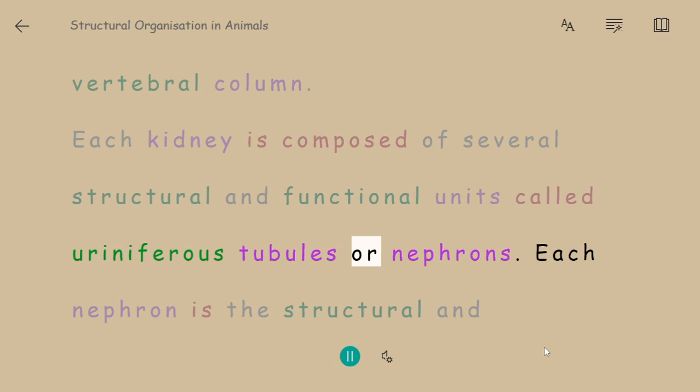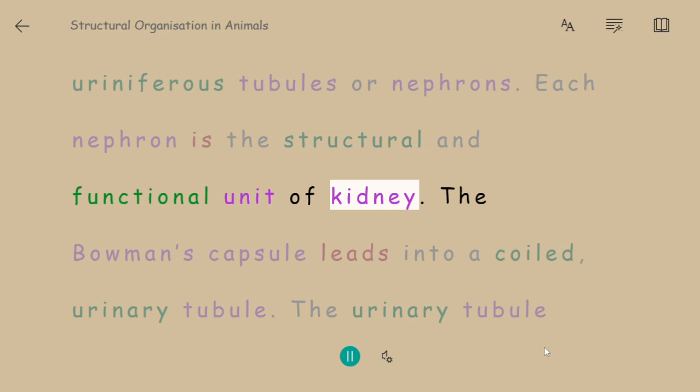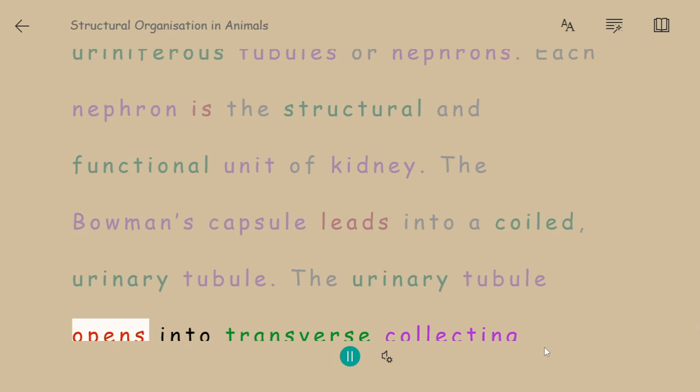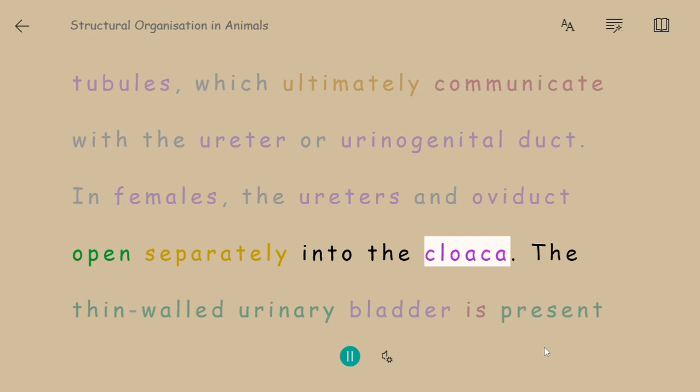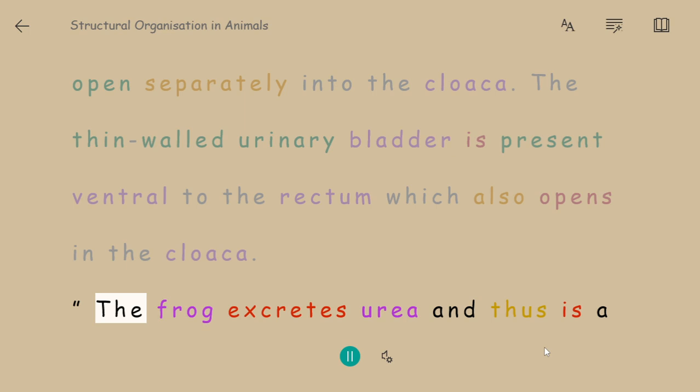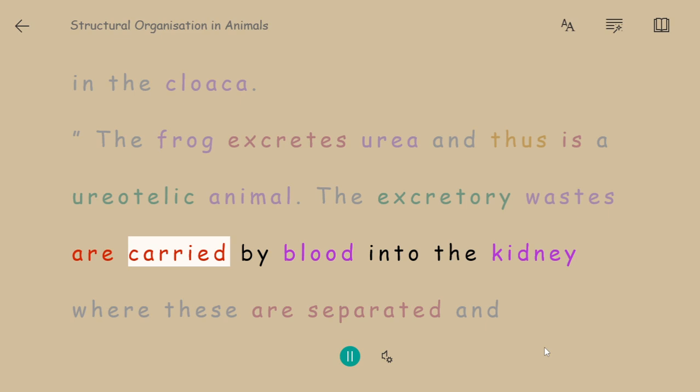Each nephron is the structural and functional unit of the kidney. The Bowman's capsule leads into a coiled urinary tubule. The urinary tubule opens into transverse collecting tubules, which ultimately communicate with the ureter or urinogenital duct. In females, the ureters and oviduct open separately into the cloaca. The thin-walled urinary bladder is present ventral to the rectum, which also opens in the cloaca. The frog excretes urea and thus is a ureotelic animal. The excretory wastes are carried by blood into the kidney, where these are separated and excreted.